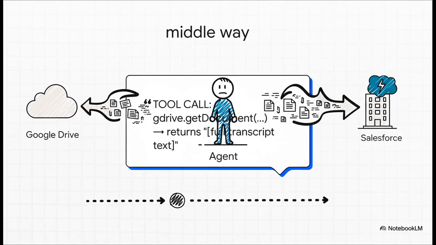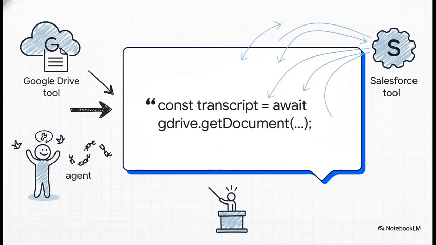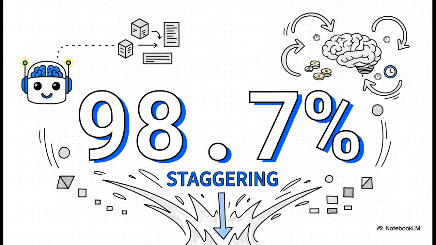See, this is the old way. The agent is a middleman. It calls Google Drive, the full transcript comes into its context, and then it calls Salesforce, passing that same transcript back out. The data has to flow through the agent. But now, with code execution, the agent's job totally changes. It just writes this simple little script. The script tells the Google Drive tool to hand the transcript directly to the Salesforce tool. That huge chunk of text, it never even gets near the agent's workbench. The agent just becomes the manager, not the one doing all the heavy lifting. And the result of this one little change?